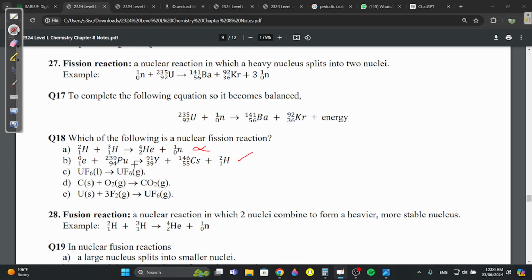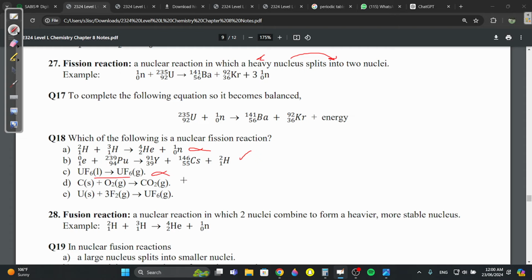Yeah, this one here is because it's one heavy nucleus splitting into two smaller ones. According to physics, it's wrong because it needs to be bombarded with a neutron. So there are two different definitions we took that contradict each other. But I think in chemistry, all they care about is a heavy nucleus splitting into two smaller ones. So this one would be correct.